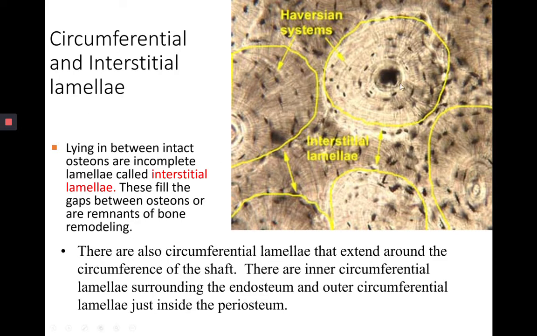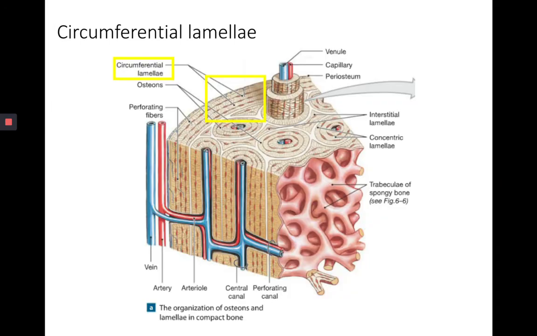So here we have a central canal where blood vessels and nerves would be. Then you have 1, 2, 3, it looks like about 4 lamellae that are around the osteon. So these are concentric lamellae. Then you have what looks like incomplete rings between the osteons. Those are interstitial lamellae. And if I go forward, here are circumferential lamellae.